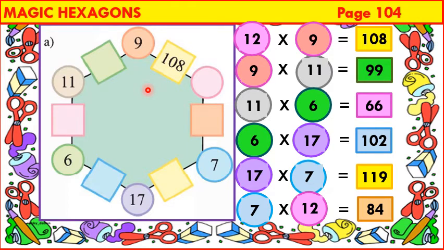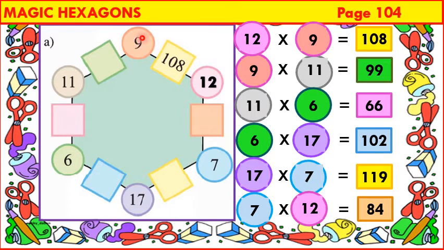Now consider this hexagon. Some numbers are missing. We have to fill them. 9, how much are 108? 9 twelves are 108. So multiplication of these 2 circles gives 108. That is 12 nines or 9 twelves is 108.